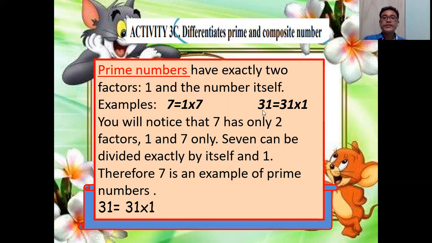We also have 31 equals 31 times 1. You will notice here that 31 has only 2 factors, 31 and 1. The 31 can be divided exactly by itself and 1. So, 31 is an example of a prime number.